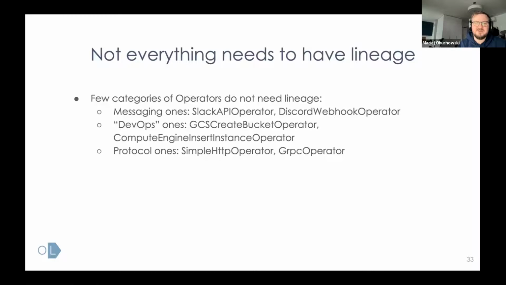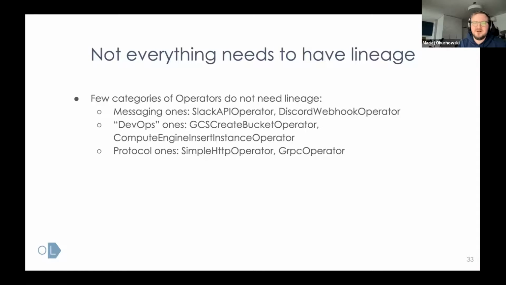Second are DevOps ones. So you can create your compute engine instance, EC2 instance, buckets. They are usually introducing metadata, right? But it's not exactly lineage. However, there are operators like EMR create job operator, and they both create an EMR cluster and also submit a job to it. So in this case, I think this would provide useful lineage, right?